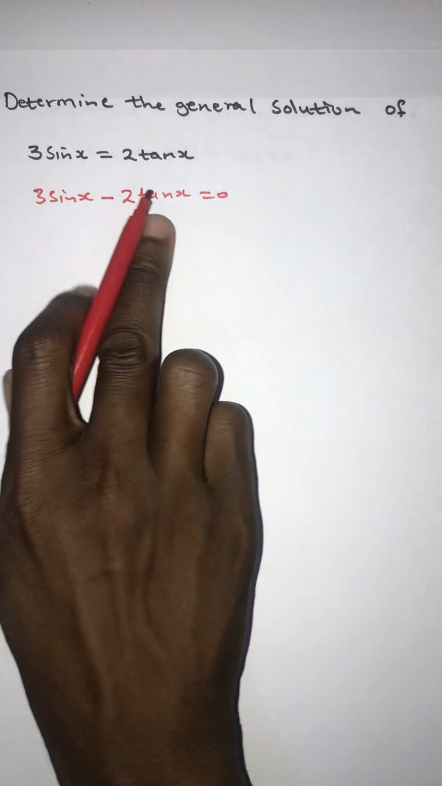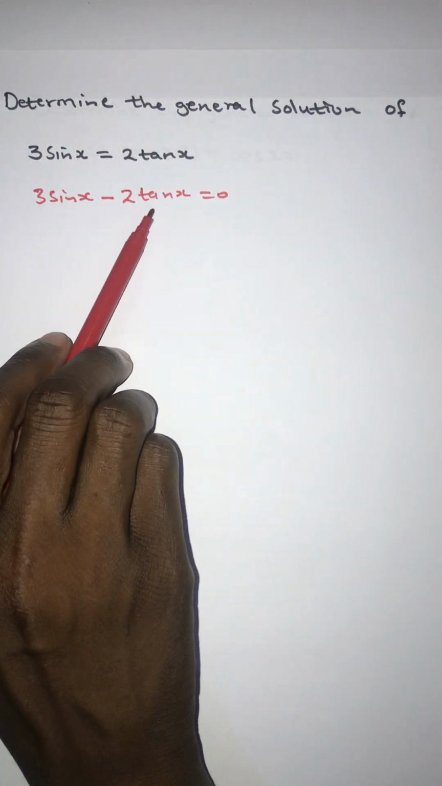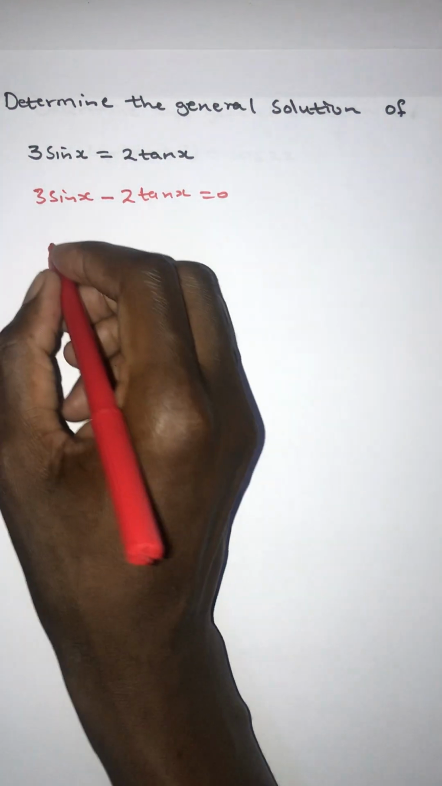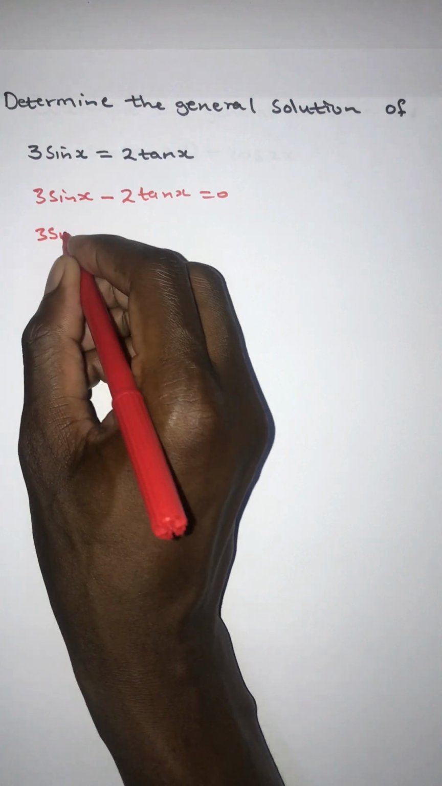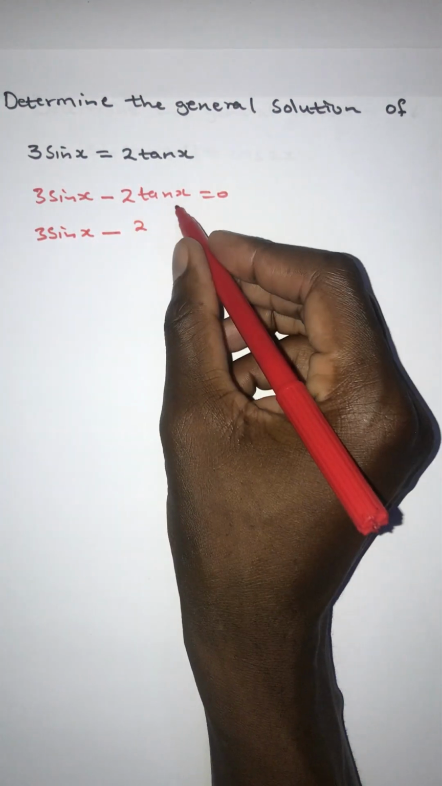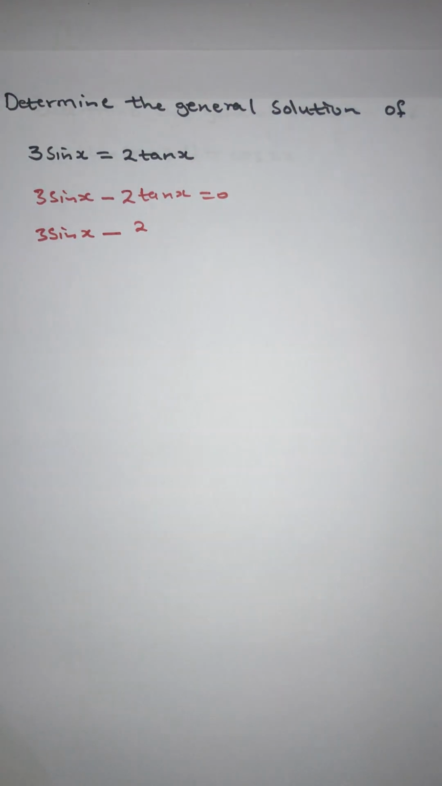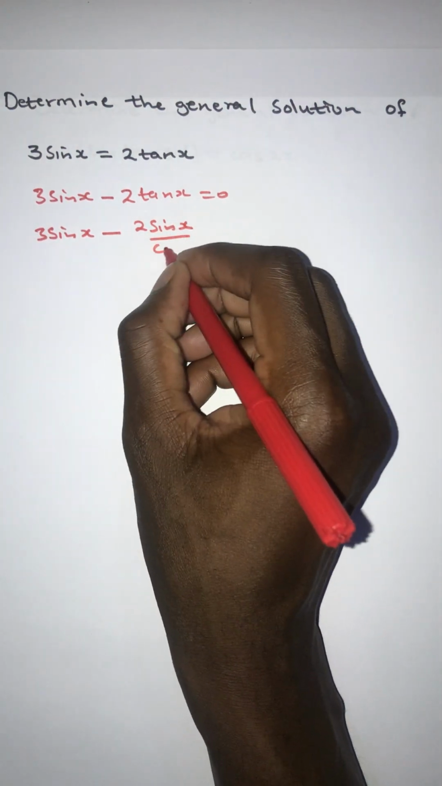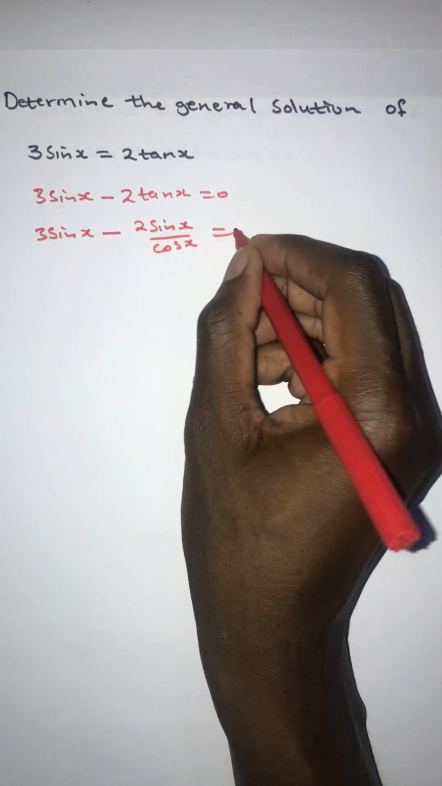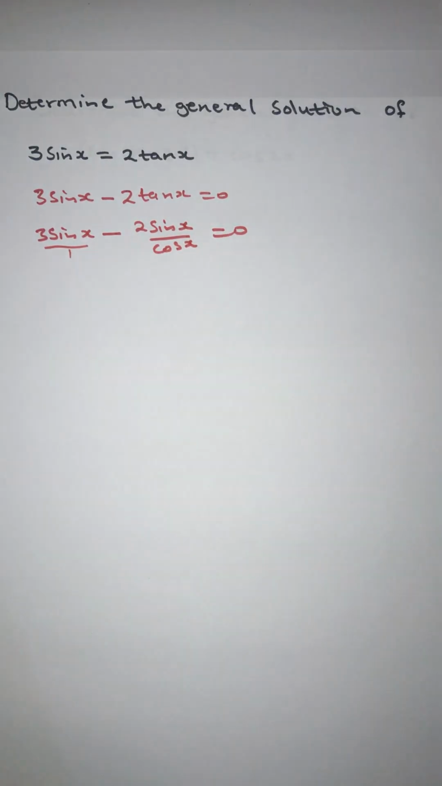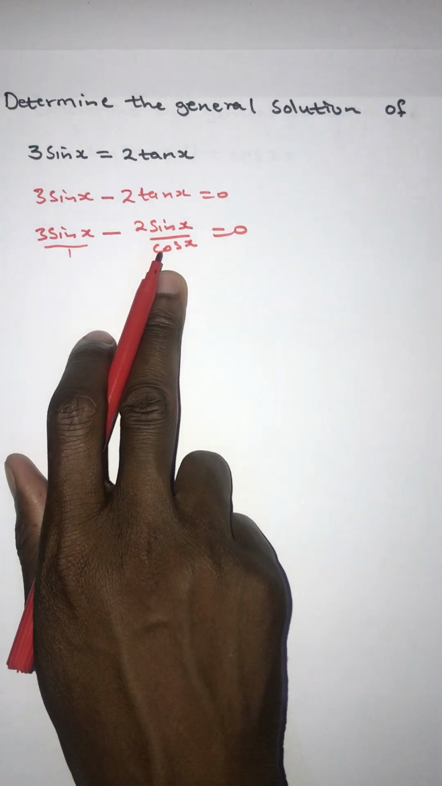Then let's make sure that we change tan into sine and cos. So 3 sine x minus 2 tan x. We know that the tan of x is the sine of x divided by cos of x. So we're going to have sine of x all over the cos of x, then it's equal to 0. So remember, this one is all over 1. So we have a fraction minus a fraction.